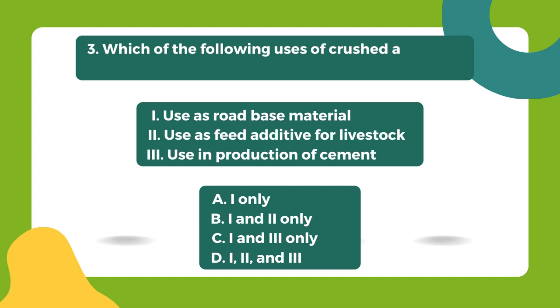Three. Which of the following uses of crushed dolomite is or are true? 1. Use as road-base material. 2. Use as feed additive for livestock. 3. Use in production of cement. A. 1 only. B. 1 and 2 only. C. 1 and 3 only. Or D. 1, 2, and 3.